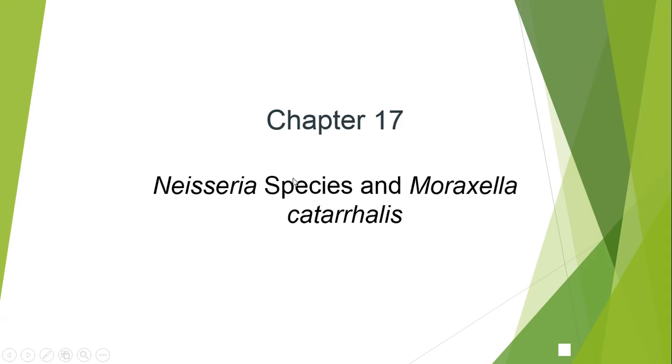Okay, so chapter 17 is your gram-negative cocci. And it's a pretty easy chapter, probably one of the easiest chapters that we'll talk about. There's only 3 organisms that we're gonna learn. Majority of your Neisseria organisms are normal flora. There are a couple of pathogens.